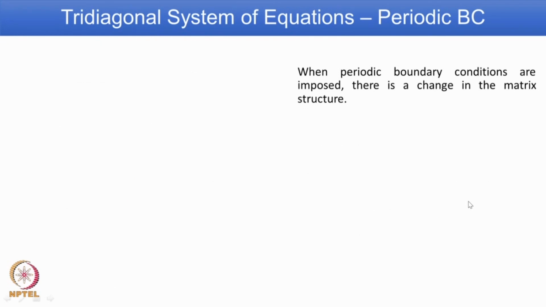Now, we have the TDMA for a simple system, but in some problems you may have to enforce what is known as a periodic boundary condition. Periodic boundary condition means values are repeated from one boundary to the next boundary, and the domain is supposed to extend in a periodic way indefinitely. When such a situation is there, we pose a periodic boundary condition.